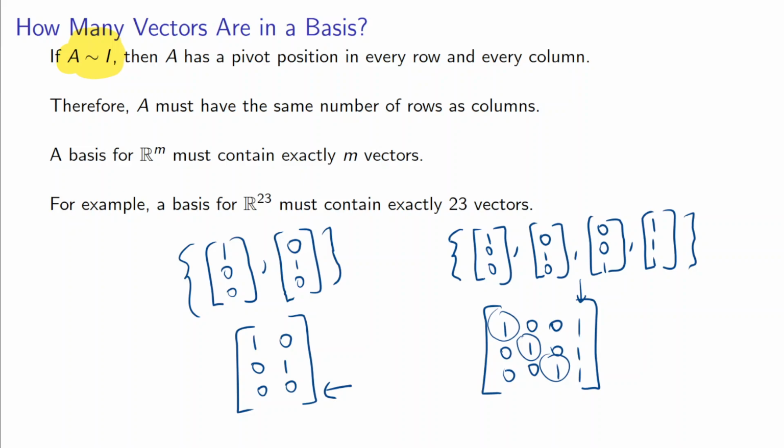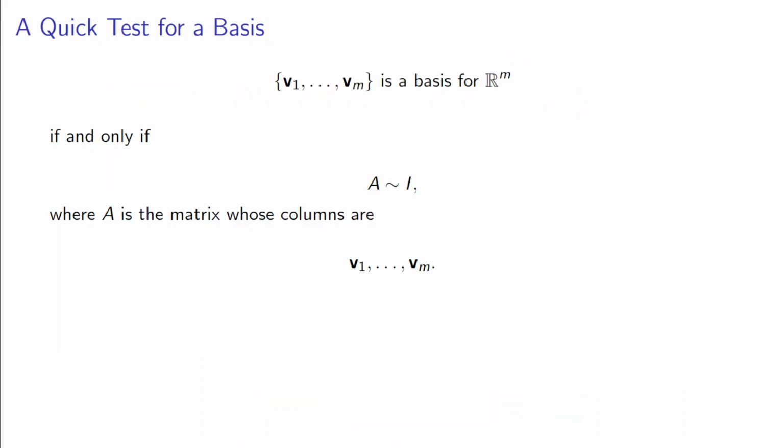So there's a connection being formed here potentially between when a matrix is invertible and when its columns form a basis for the given space R^m, depending on the size of that matrix. Okay. So again, a quick test, and I just alluded to this. The set v1 through vm is a basis for R^m if and only if A is row equivalent to I, where A is the matrix whose columns are given by those vectors.